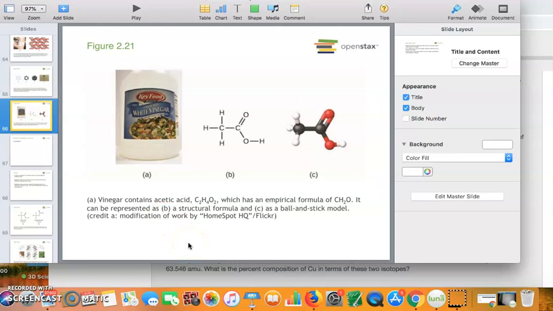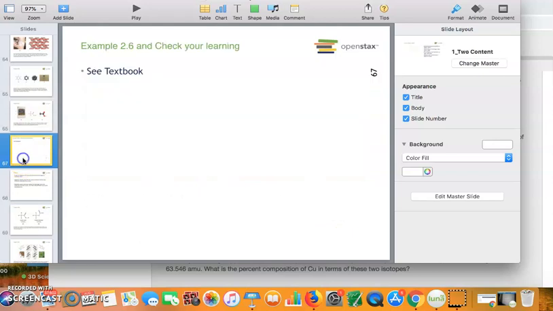Vinegar contains acetic acid, C2H4O2. Here's the structural formula for it, okay? And then here's the ball and stick model. Again, the ball and stick model helps you visualize what it looks like in 3 dimensions and this geometry. And so we can simplify acetic acid into its empirical formula, which is CH2O. Of course, we're dividing all the subscripts by 2, right? 2 over 2 is 1, 4 over 2 is 2, 2 over 2 is 1. So CH2O is the empirical formula.